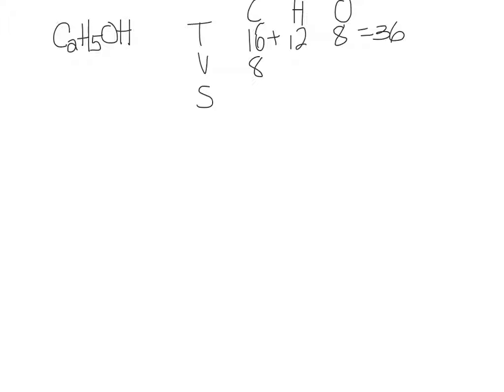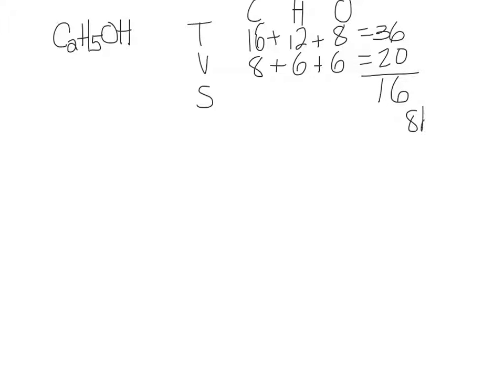C2H5OH. TVS. Carbon wants 8. There's 2 of them. So 16 wanted. Hydrogen, there's 6 hydrogens. Each wants 2, so 6 times 2 is 12. Oxygen wants 8, and there's 1 of them. So total here is 36. Valence, carbon brings 4, there's 2 of them, so 8. Hydrogen brings 1, and there's 6 of them. Oxygen brings 6, so my total valence is 20. So that means difference is 16.